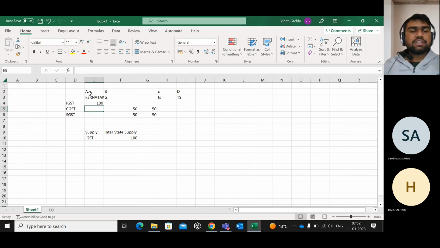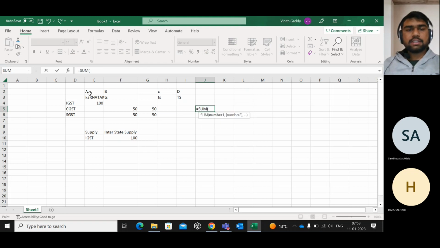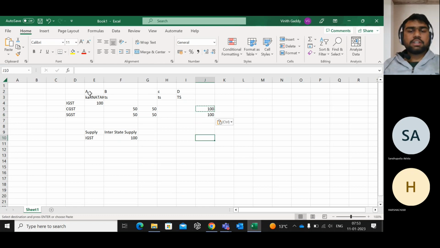So CGST, SGST is involved. What does this order of utilization mean? When B purchased from A, B got 100 rupees credit in IGST ledger. Now B sold to C, B sold to D. Now how much amount should B discharge? 100 rupees of CGST, 100 rupees of SGST. Now, what is the order of utilization? While utilizing this 100 rupees IGST ledger, first B can utilize IGST amount of 100 rupees.